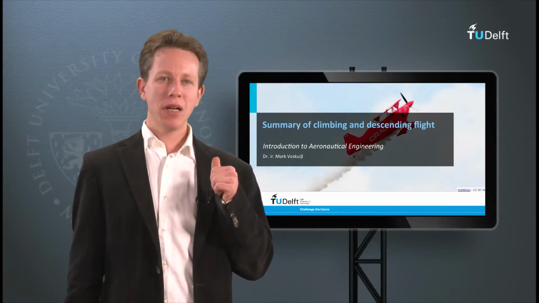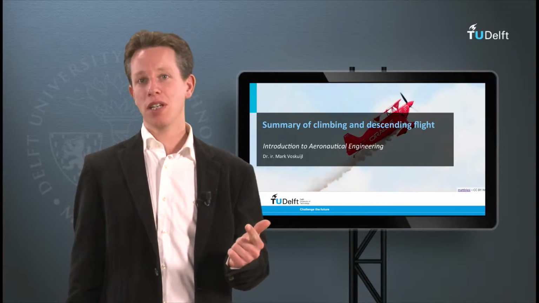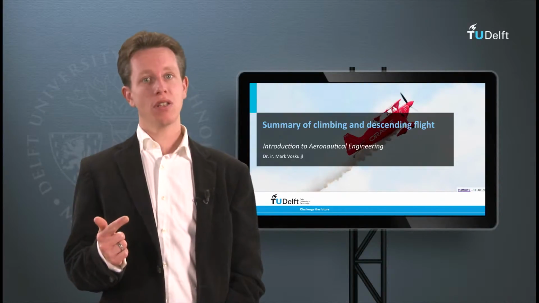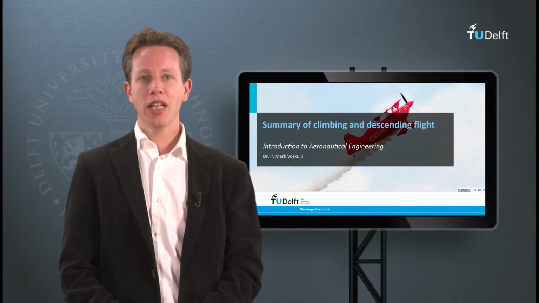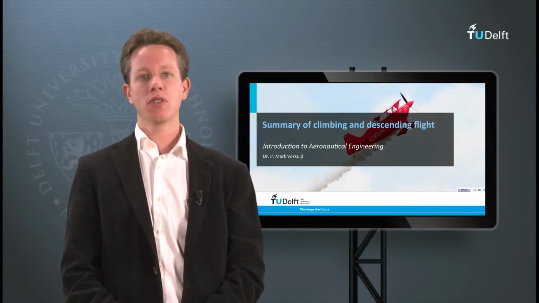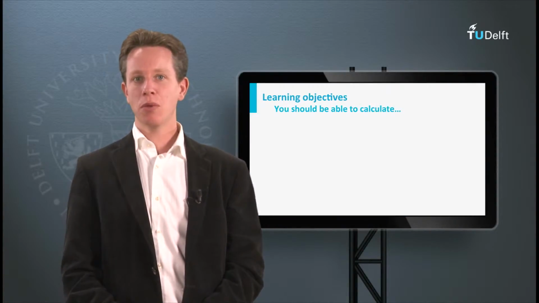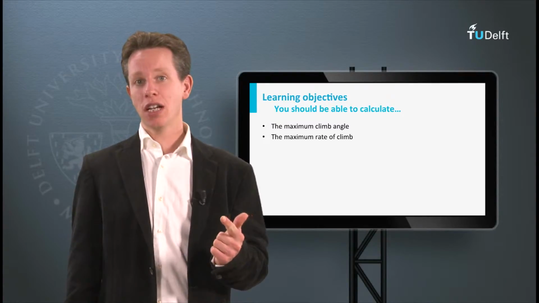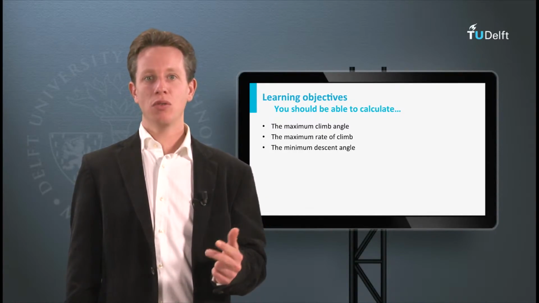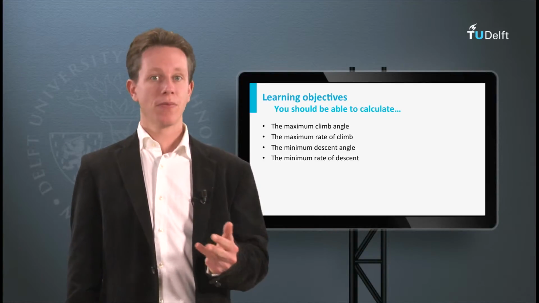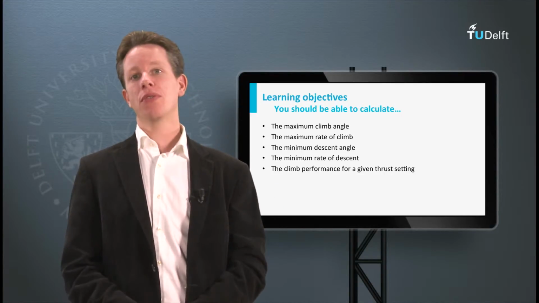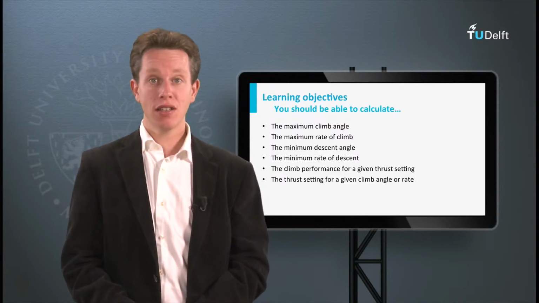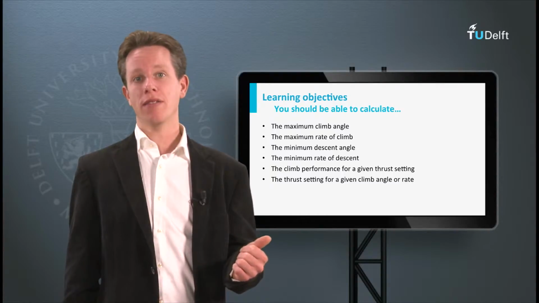If you are provided with basic aerodynamic and propulsion system data of an aircraft, so the lift-drag polar and the maximum propulsive force as a function of airspeed, you should now be able to calculate the climb and descent performance. To be more specific, you should be able to calculate the maximum climb angle, the maximum rate of climb, the minimum descent angle, the minimum rate of descent, and also the climb performance for a given thrust setting, so anywhere between maximum and minimum, and the thrust setting for a given climb angle or rate.